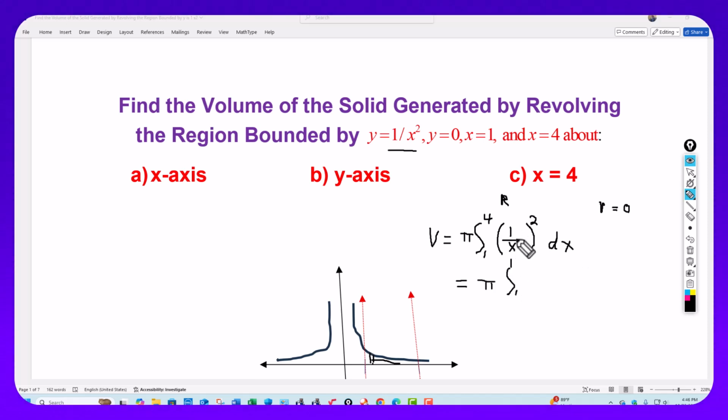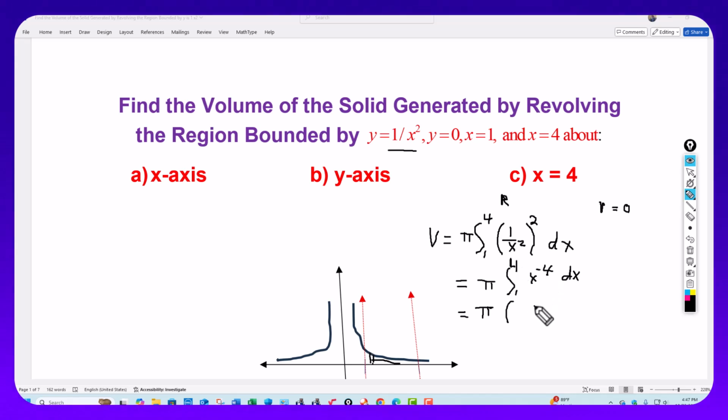Then let's square this out here. It'll give me 1 over x to the 4th, and then to make it easier to integrate, bring this up to the numerator, make it x to the negative 4 dx. Now this region had been up here somewhere, and you'd have to rotate it. Then you'd have an inner radius, but in this case it's 0. And then we just integrate here. This is 1 to 4 here.